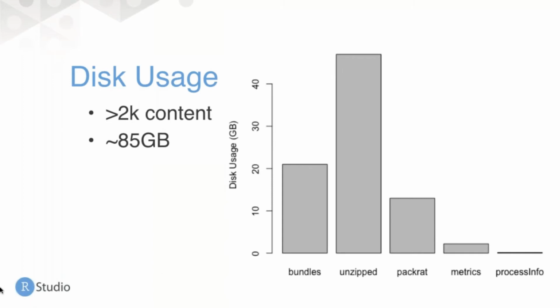And so if you're concerned about disk usage and you want to police this a little more tightly, I suspect that you'd be able to drive this down even for a server that has lots of applications. But you can see here that for 2,000 bits of content, we have 85 gigabytes of disk usage, and you can see the ratios here of where that disk usage is coming from.